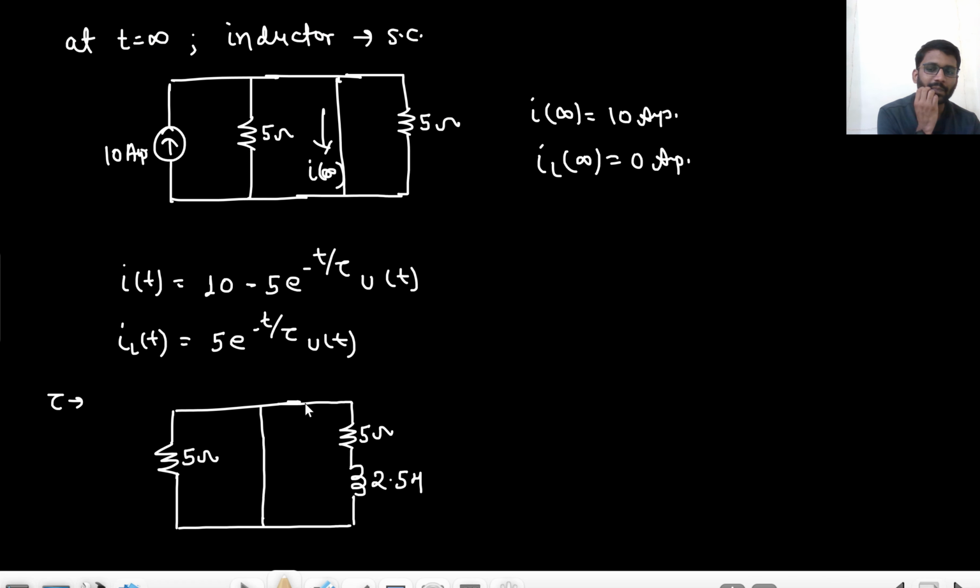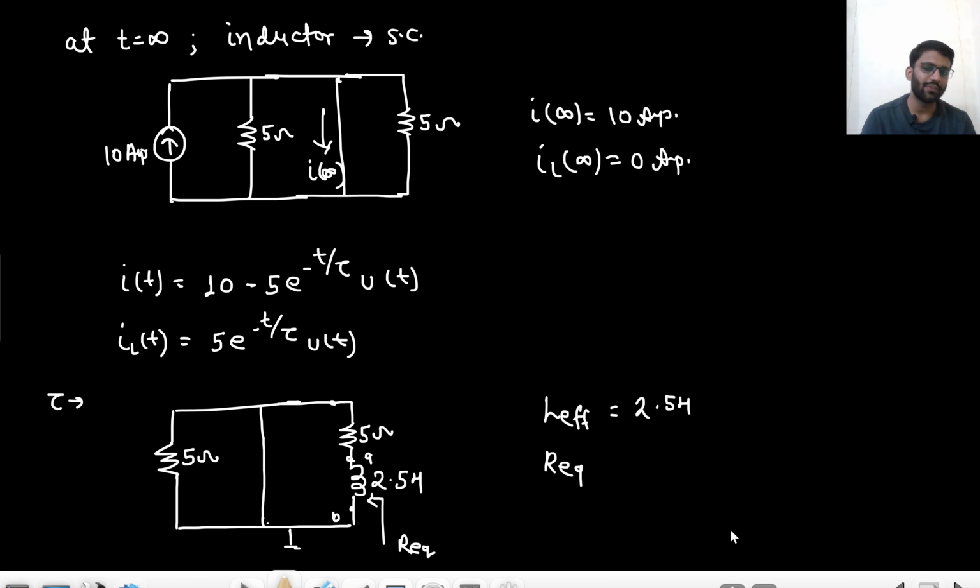So tell me, what is the L equivalent here? L effective, not equivalent. L effective is 2.5 Henry. What is R equivalent from this node? This potential is 0, this potential is also 0. Let's just assume this potential is A and this potential is B. Between A and B there is only 5 ohm resistance, because this 5 ohm is shorted. So R equivalent is only 5. So tau is 2.5 by 5.